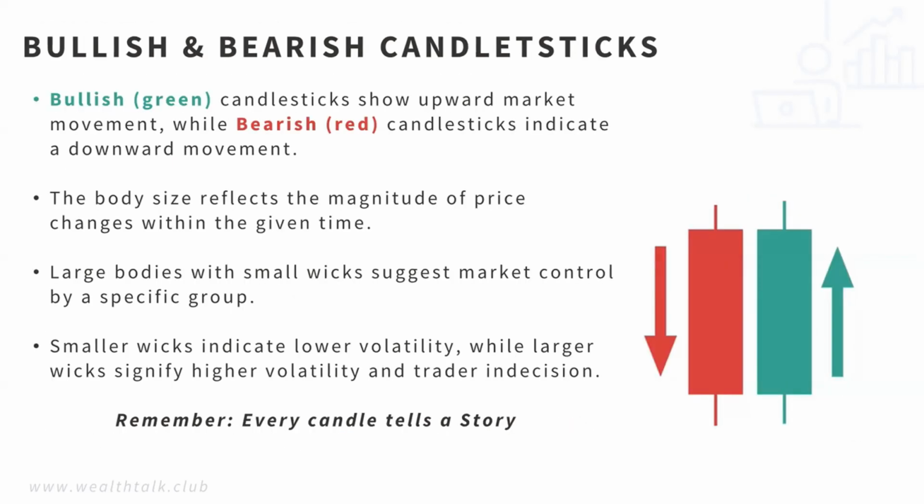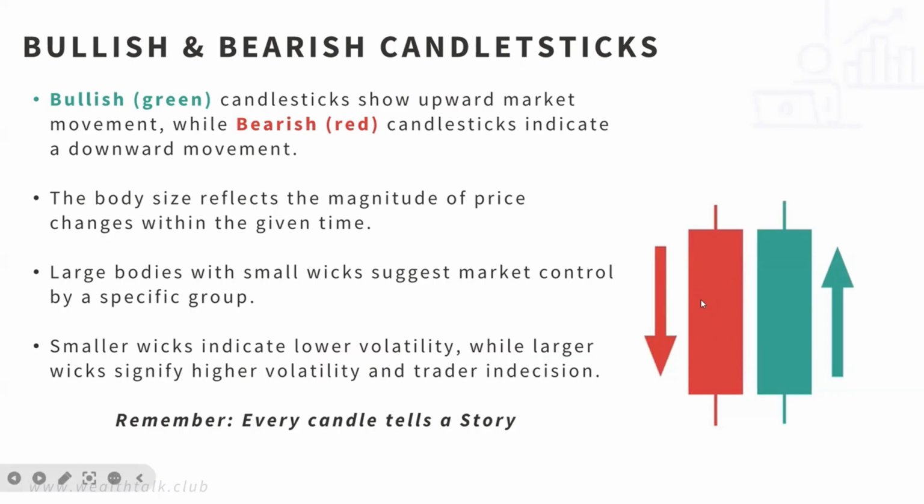Let's talk about bullish and bearish candlesticks. A bullish green candlestick shows upward market movement while a bearish red candlestick indicates a downward movement. The body size reflects the magnitude of price changes within the given time. Large bodies with small wicks suggest market control by a specific group. Smaller wicks indicate low volatility while larger wicks signify higher volatility and traders' indecision.